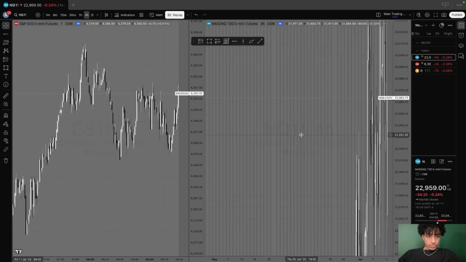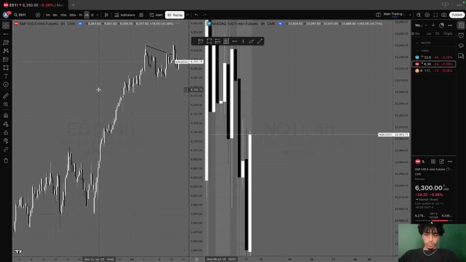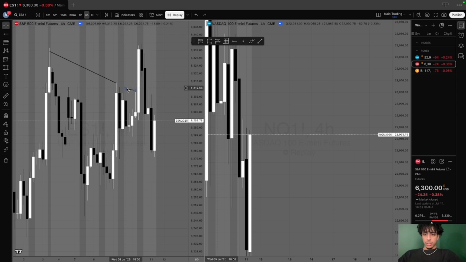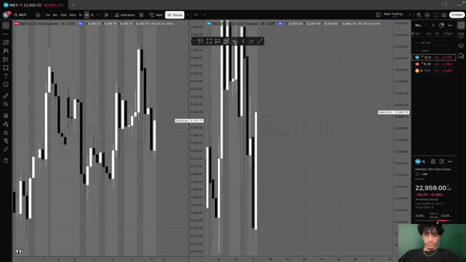So on the 4 hour, remember, understand your model. What do I see on the 4 hour? We're close to an imbalance. So what does that mean for me? That means we are very, very likely going to fill in this imbalance. So I have this marked out as take profit.